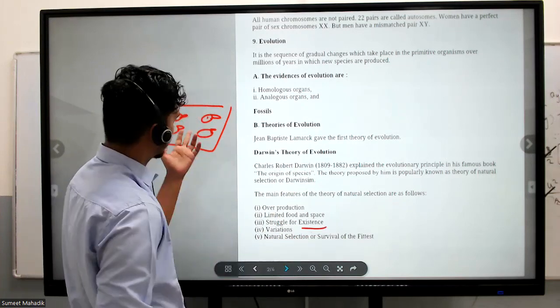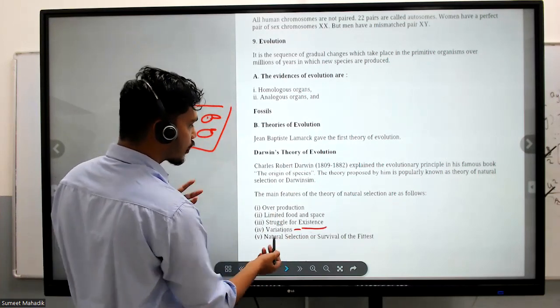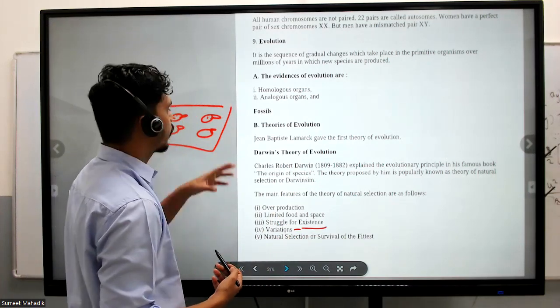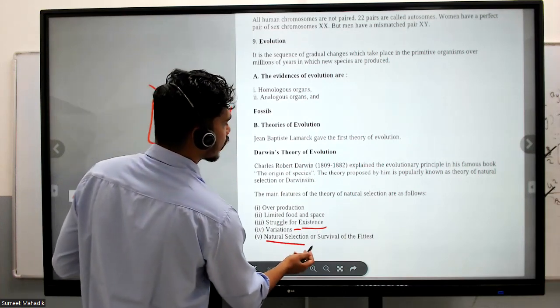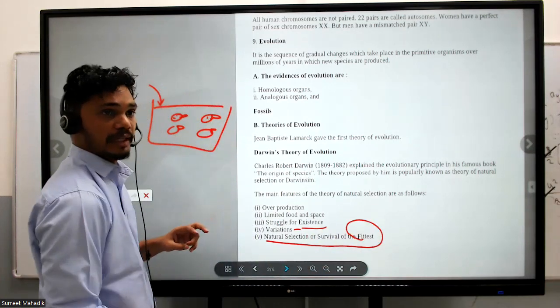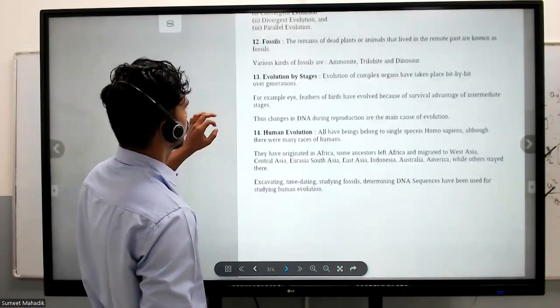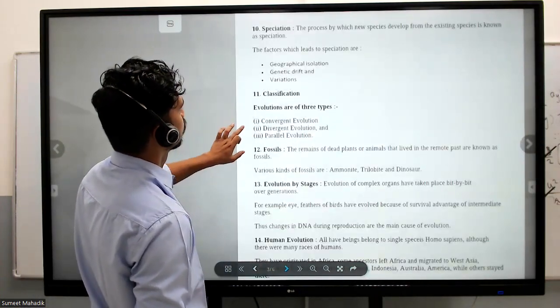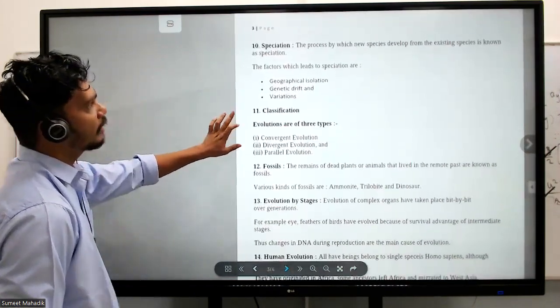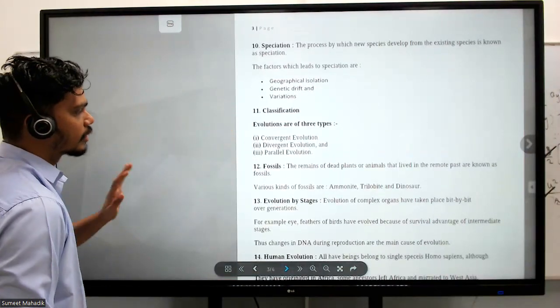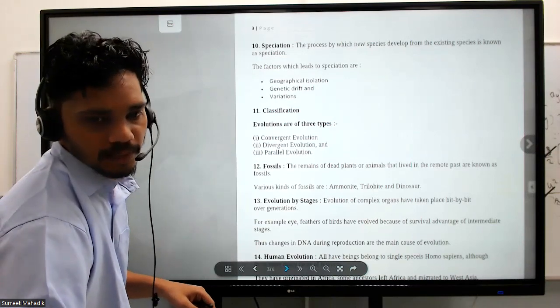Struggle for existence: they are struggling for existence. Then variation: they try to accommodate whatever they can eat. Natural selection, or survival of the fittest, will be the point over here. Now, speciation and fossils we are going to study in the PPT. So let's start with the PPT.